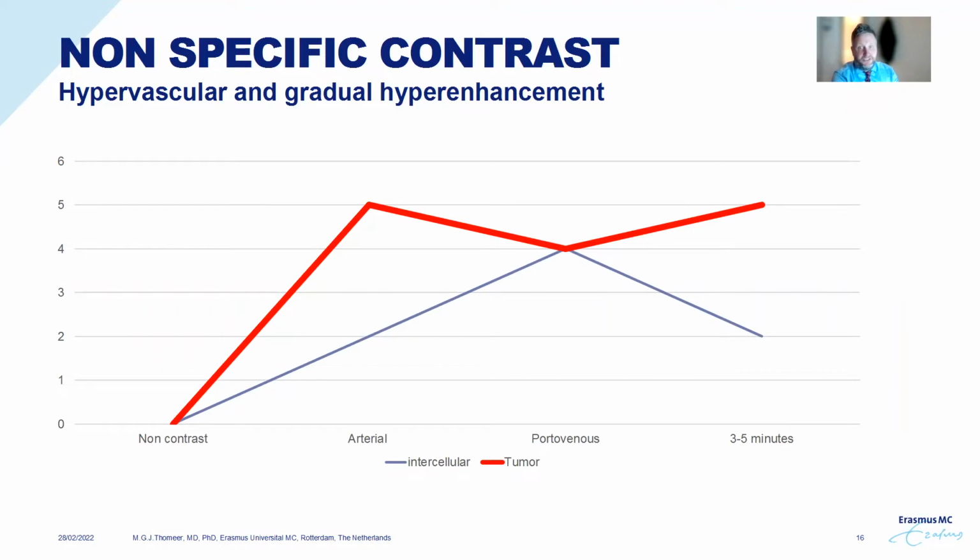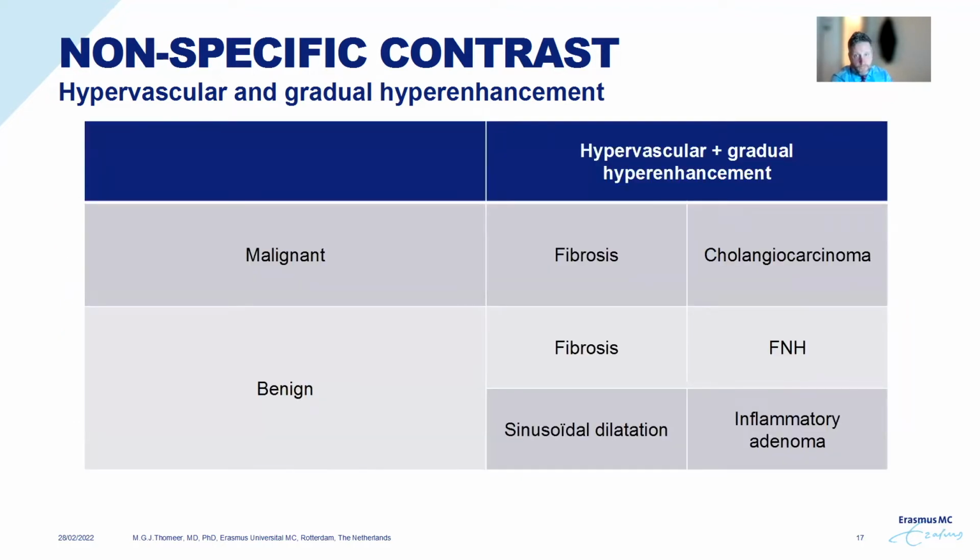So what do we see here now? It's a hypervascular tumor in red with a gradual increase of enhancement at 3 to 5 minutes. This is very typical for some specific liver tumors. Gradual hyperenhancement is typical for either fibrosis or sinusoidal dilatation. In both, contrast is accumulating gradually. Fibrosis is seen in FNH or cholangiocarcinomas. On the other hand, sinusoidal dilatation is a pattern typically seen in inflammatory adenomas.